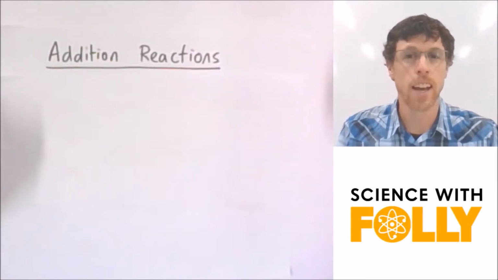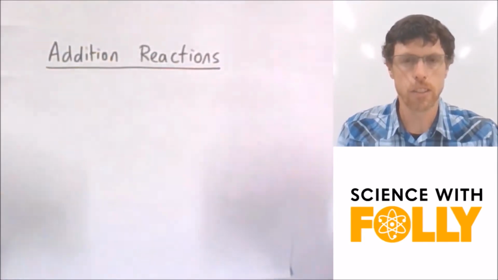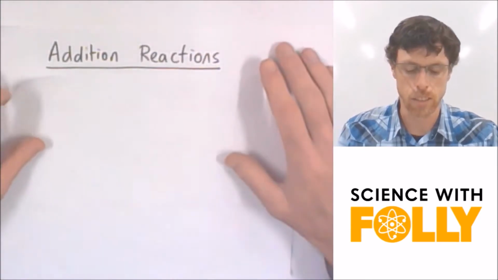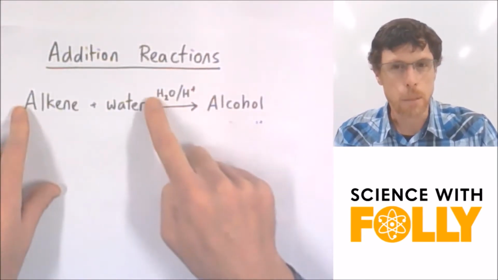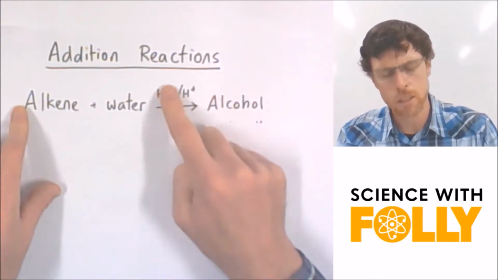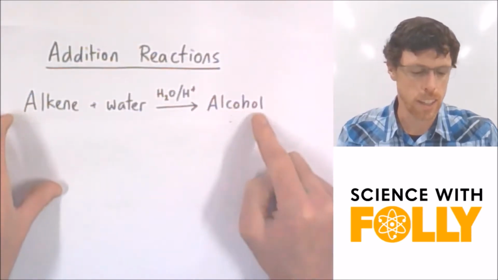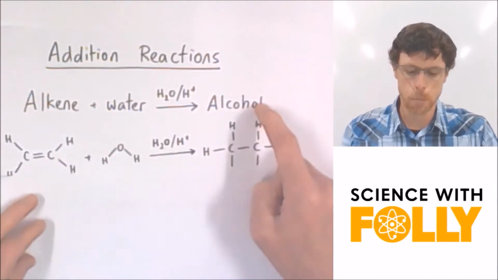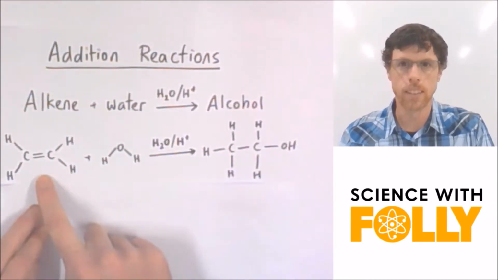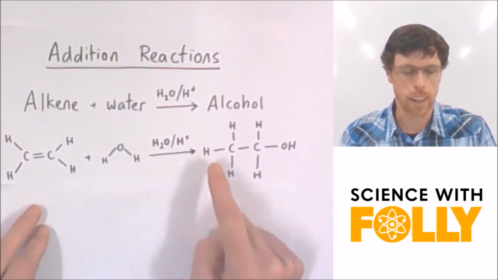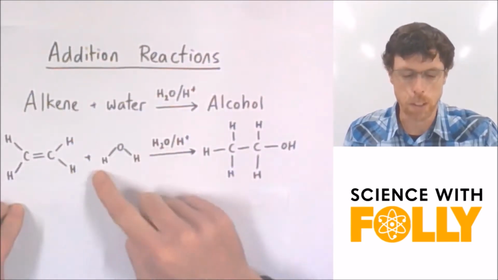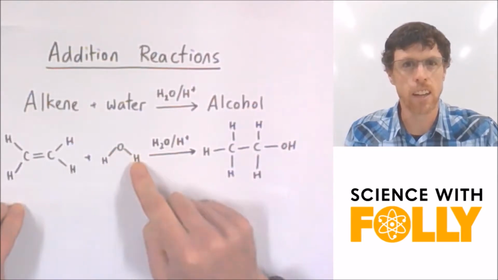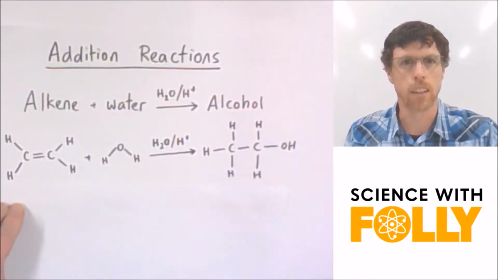Let's start looking at some reactions of alcohols. Firstly, let's look at addition reactions. Here we have an alkene plus water in the presence of a catalyst, and it's normally sulfuric acid. You get an alcohol. For example, here we have ethene plus water, our catalyst, and it forms ethanol. The double bond is broken and replaced by an H and an OH to form the alcohol.